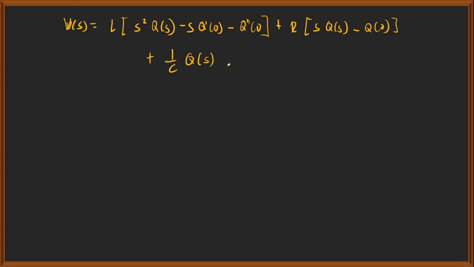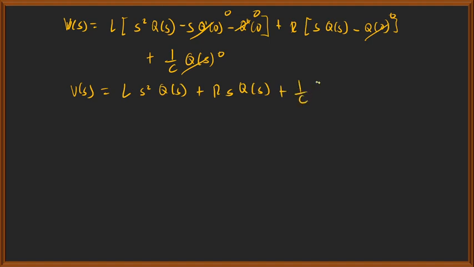And this will now be equal to this one. So we could have V of s, assuming the initial conditions are equal to 0, so this will be 0, 0, 0, and 0. We will have L s squared Q of s plus R s Q of s plus 1 over C Q of s. I believe this is not equal to 0, because this is not part of our initial condition. So this will just be equal to V of s.